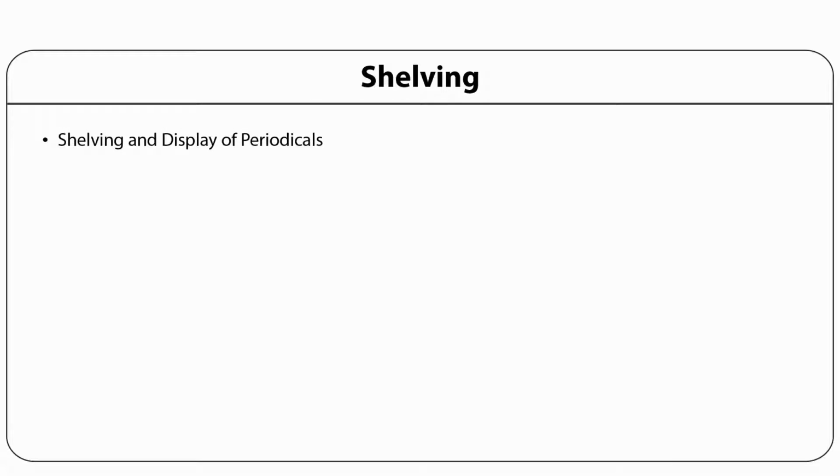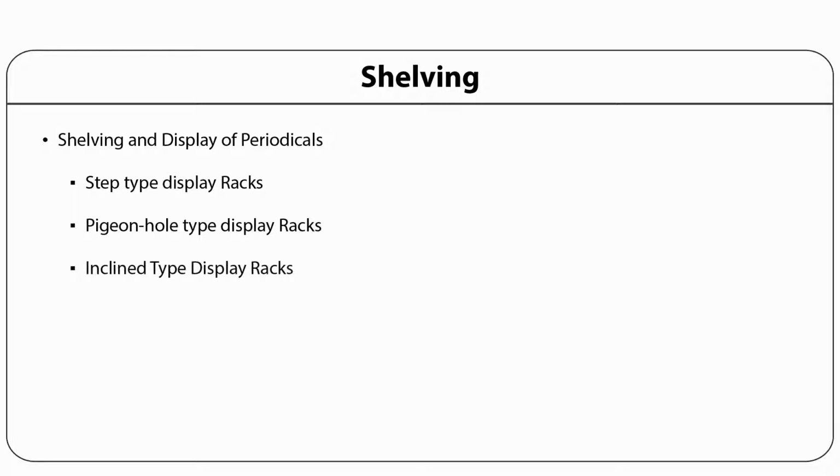Shelving and display of periodicals. Libraries display the latest issues of periodicals in the general reading room or have a separate reading room where periodicals are kept and displayed. Periodical racks are used for displaying periodicals. These display racks are of three types: step type display racks, pigeonhole type display racks, and incline type display racks. Let's see how each one of these looks.